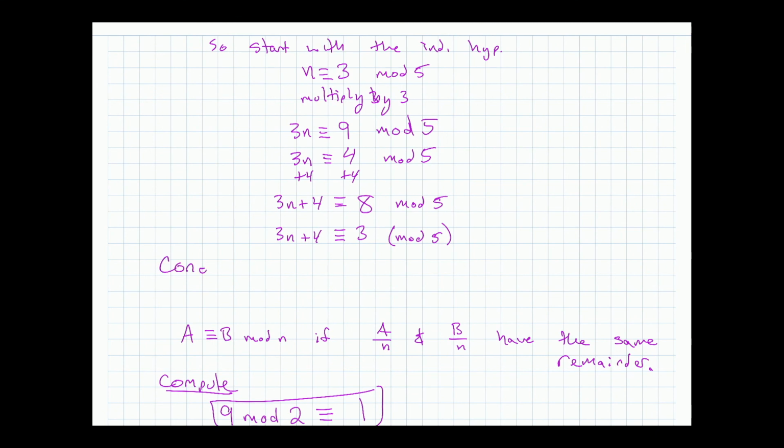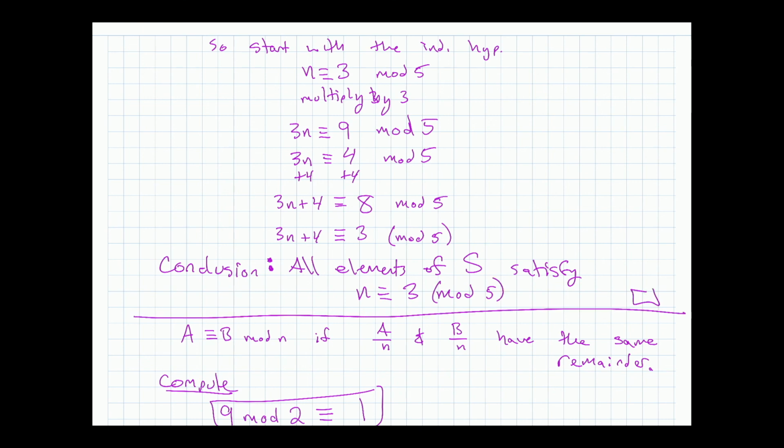And then you can make your conclusion, which is: all elements of S, I'm just going to call it S, that's what we called it, all elements of S satisfy n is congruent to 3 mod 5. That's what we were trying to show. I think I wrote it in words. And so that is a structural induction proof.